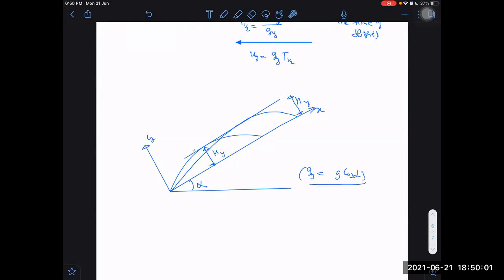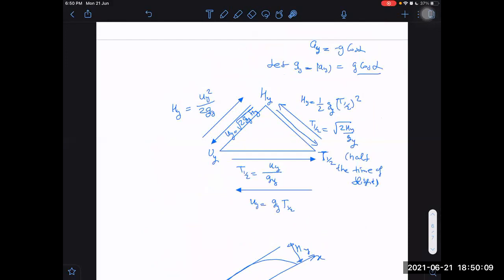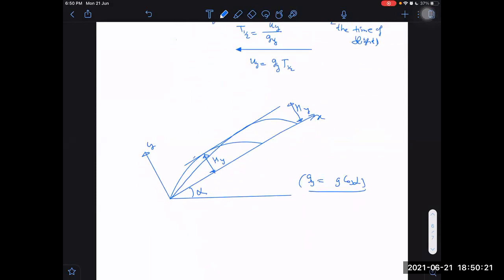If gy is g cos alpha, then we can guarantee that as the height is the same and gy is the same, the time of flight will be the same, because half of the time of flight is equal to root 2 hy by gy. Then what will be the full time of flight? That will be 2 times this. So time of flight will be the same. What about the initial velocity along the y-axis? Time along x-axis is equal to time along y-axis.